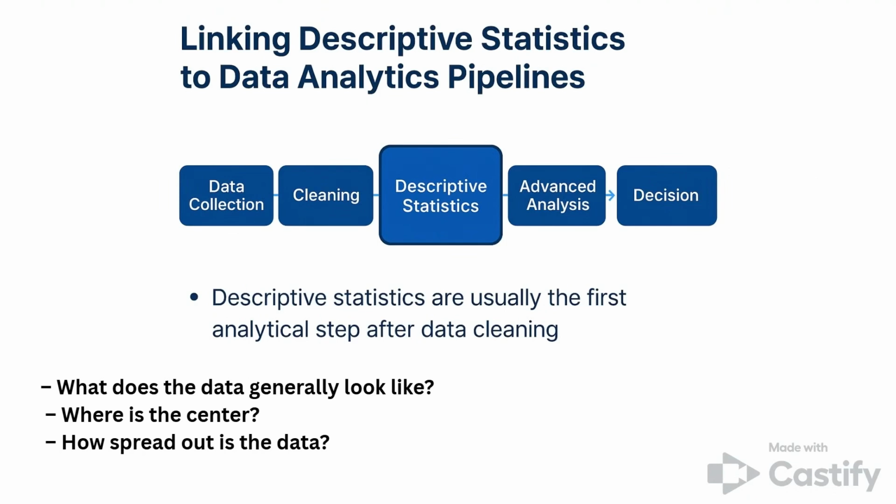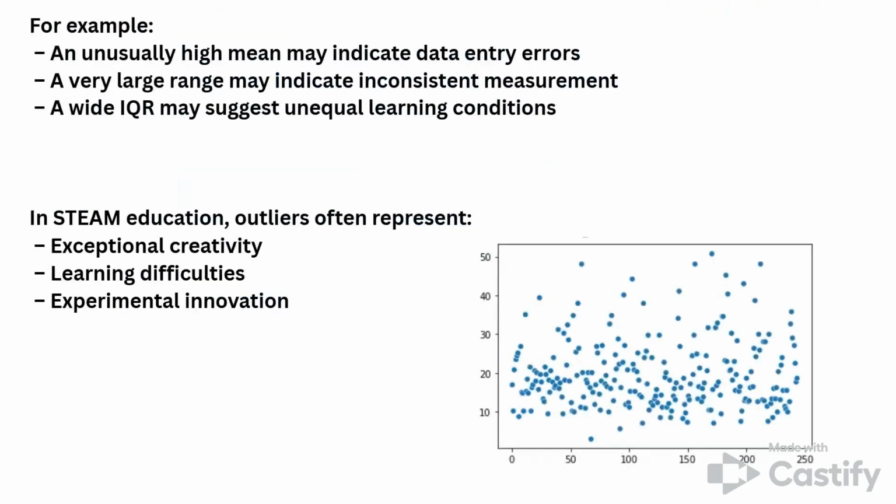Mean, median, mode, range, and IQR help analysts validate data quality and detect anomalies early. Without this step, advanced analysis may produce misleading results. Another important role of central tendency and variability is data quality assessment. For example, an unusually high mean may indicate data entry errors. A very large range may indicate inconsistent measurement. A wide IQR may suggest unequal learning conditions.